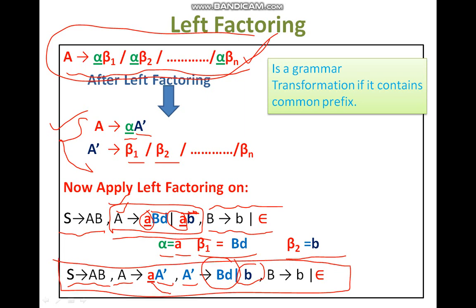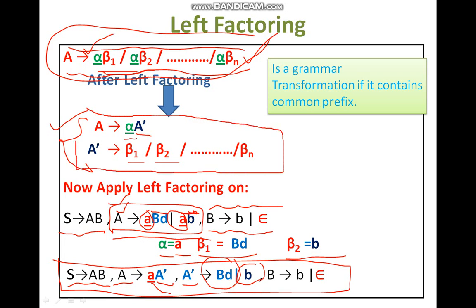Again, repeating, you need to identify if your grammar contains at least one production rule of this form. There must be a minimum of two alternatives in order to do left factoring. If the grammar contains a production rule of this form, apply this transformation and write the grammar in left factored form. It does not contain any common prefix. How to identify alpha? Alpha is the longest common prefix. In this way you can perform left factoring.